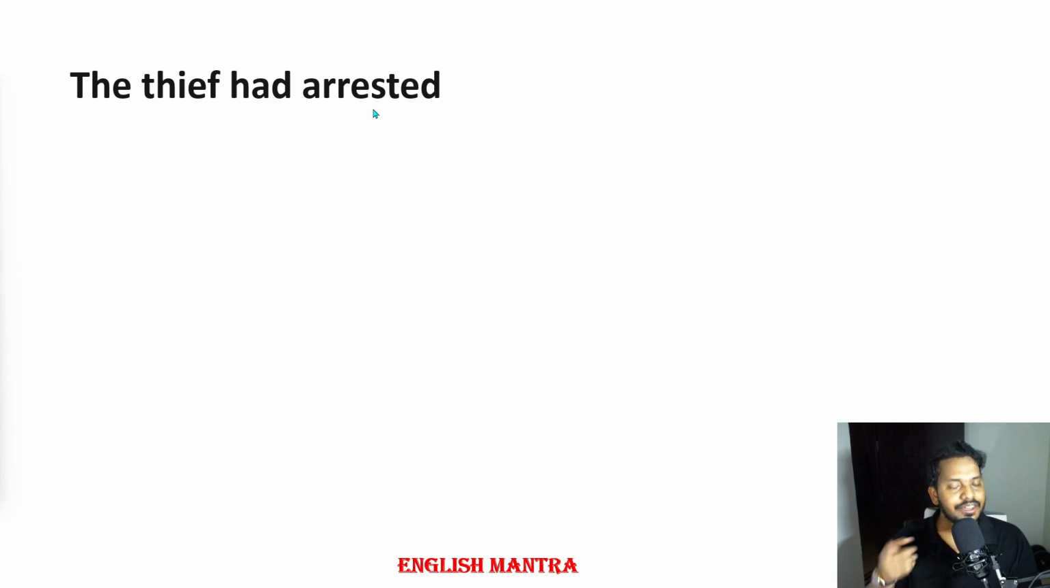What did I say? Whenever we use have plus V3, then the subject would be the doer of the action. So who performed the action of arresting? He. The thief had arrested someone else. Okay, but generally what happens? Do thieves arrest someone else, or thieves will be arrested by someone else? Thieves will be arrested by someone else.